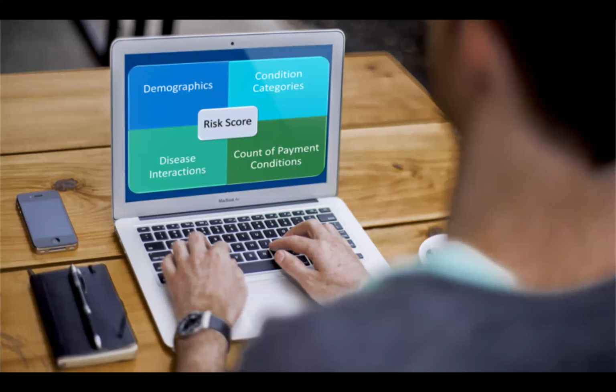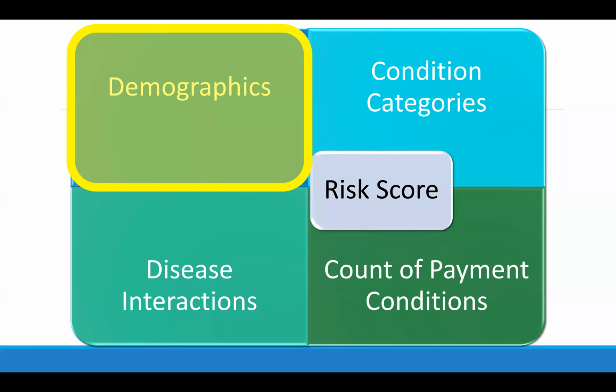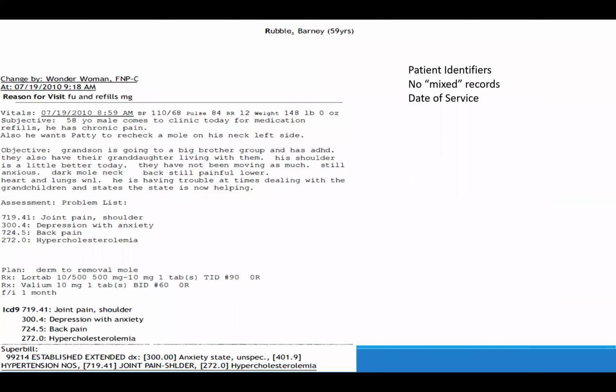Okay, so in the last module, we dissected a risk score. The four components: demographics, condition categories, disease interactions, and count of payment conditions. So let's go ahead and look at demographics and why it is so important for us to understand, and what role a risk adjustment coder will play in demographics. Okay, so we have this record here.